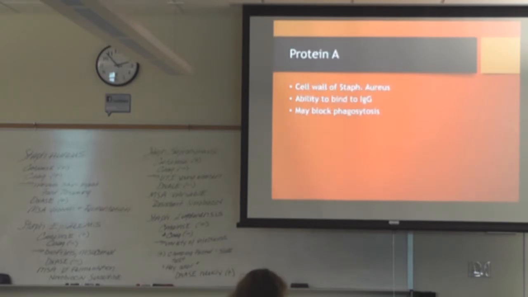Here's your functions for protein A. So it's going to be in the cell wall of Staph aureus. Major ability is to bind the IgG, and it can block phagocytosis. This is why protein A is important. Okay?